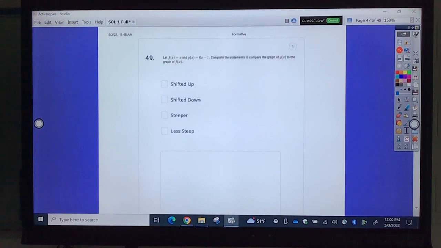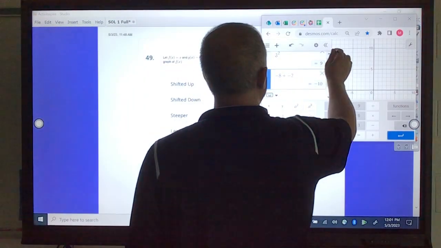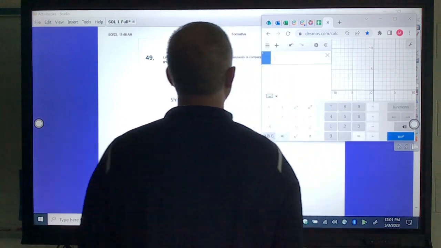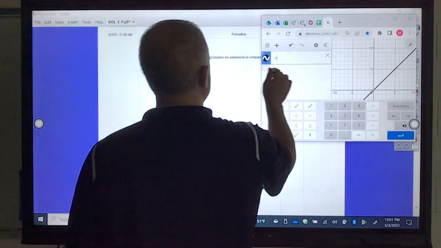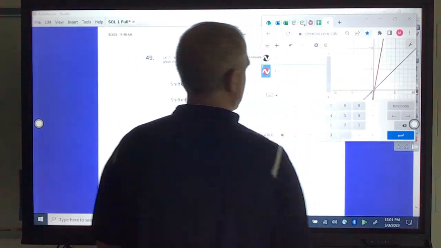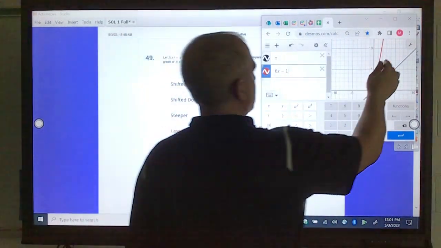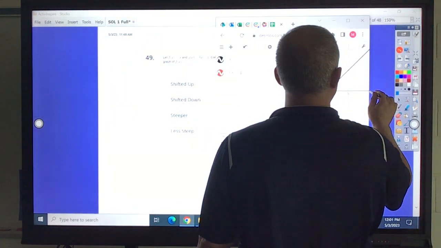Let f of x equal g of x, compare these statements. Okay, so here's what you have to do with this. Very simple. I'm going to type these into the calculator. So if I just type x, you don't have to worry about typing the other part. Then I'm going to type 6x minus 1. Okay, and I'm going to take a look at, let me move this up just a little bit.